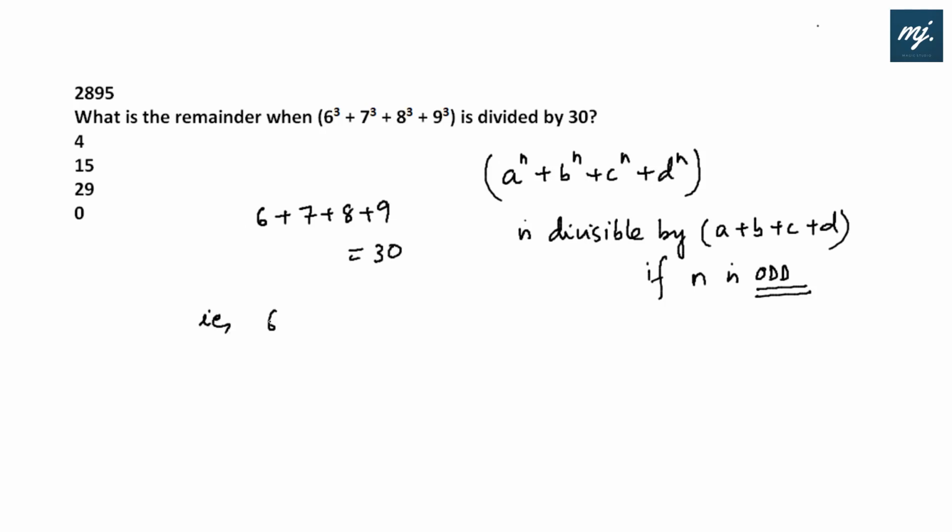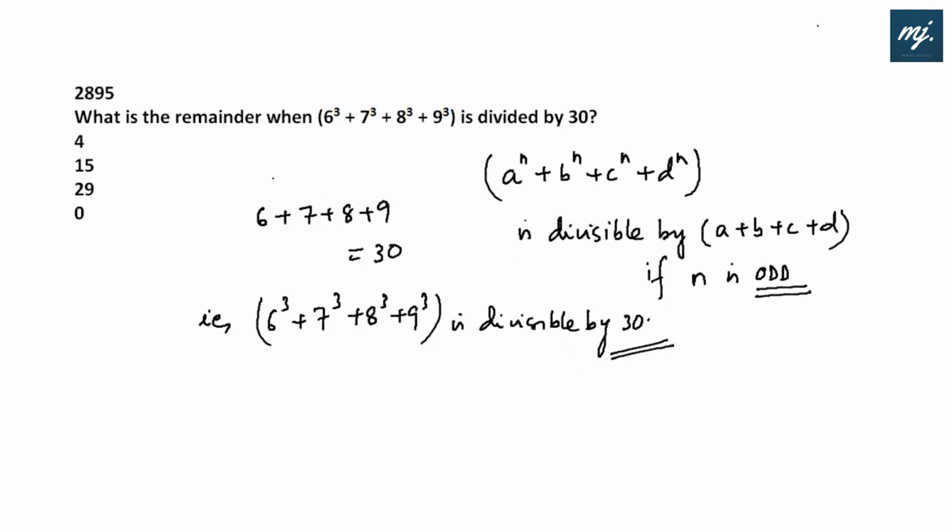That means 6 cube plus 7 cube plus 8 cube plus 9 cube is divisible by 6 plus 7 plus 8 plus 9, that is 30. Now this is what we have. The question is, what is the remainder when this expression E is divided by 30? We know that expression E is actually divisible by 30. That means the remainder should be 0, and that is in option D.